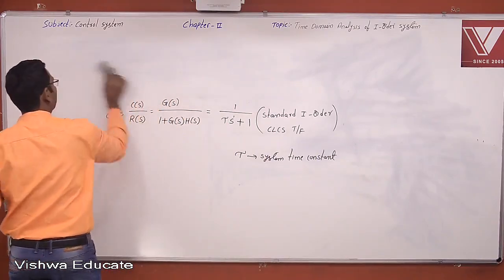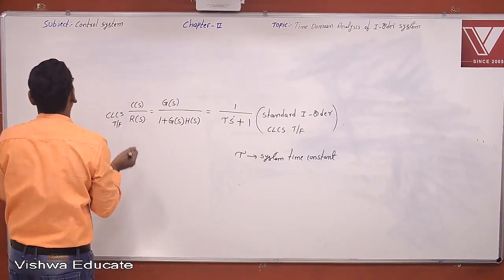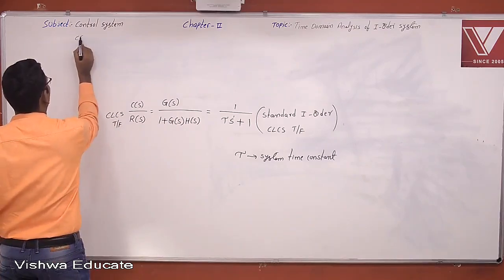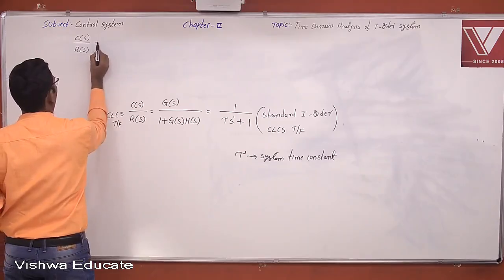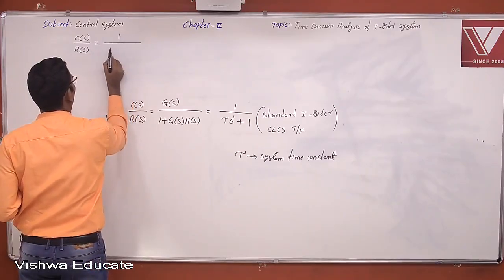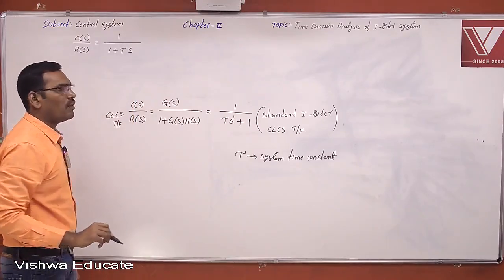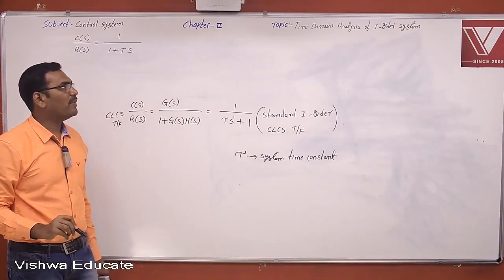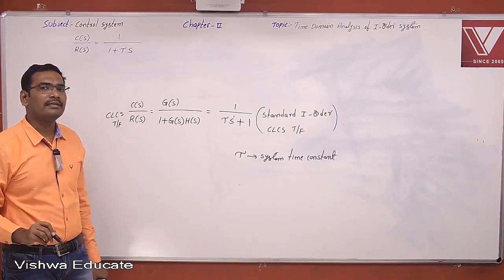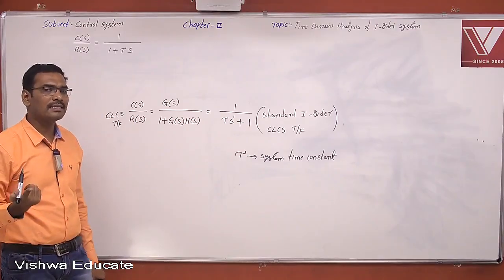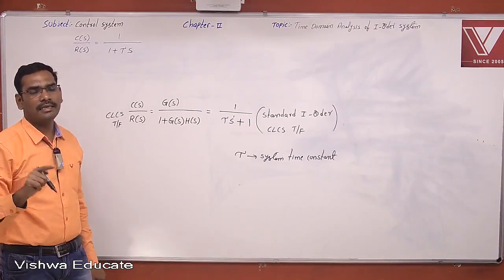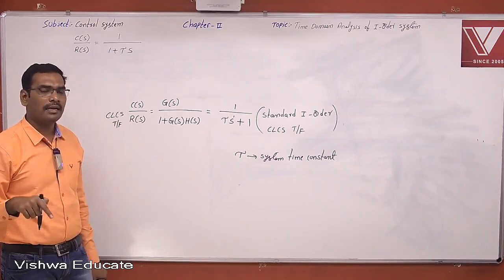Now students, this is the transfer function C of S by R of S, which is equal to 1 by 1 plus tau S. Now what we want to do, first we will see the time domain analysis. In the time domain analysis there are two topics. One is transient state analysis, another one is steady state analysis. Now first we will see the transient state analysis.